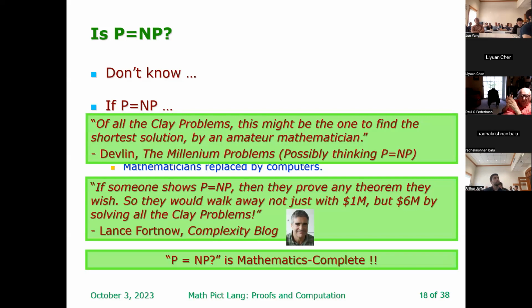So in some senses, P equal to NP is the mathematics-complete question. You could do all of mathematics if you could prove P equal to NP. So we expect the answer is no, but that's not a proof.